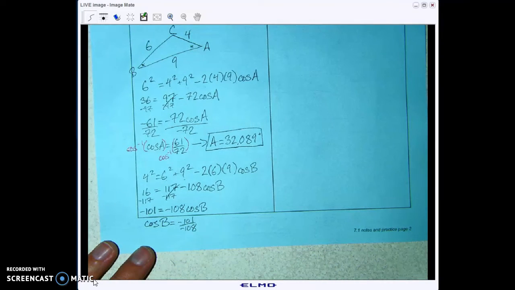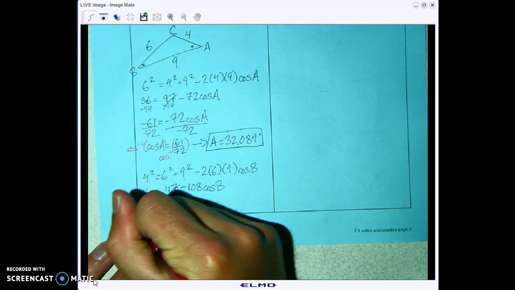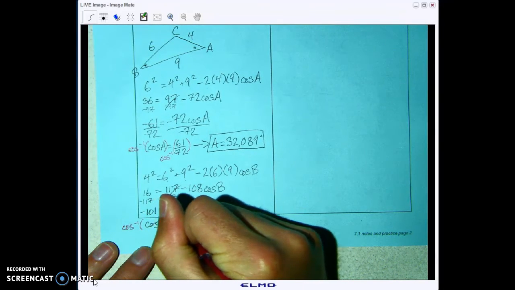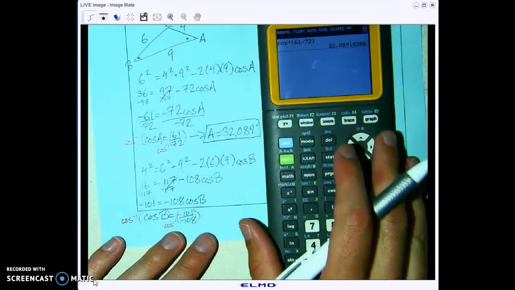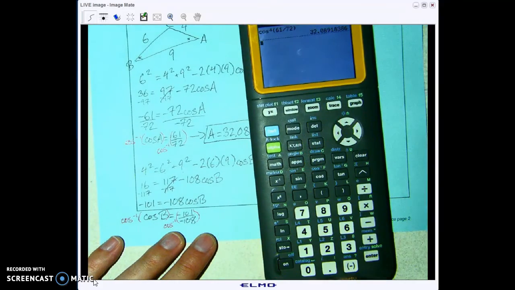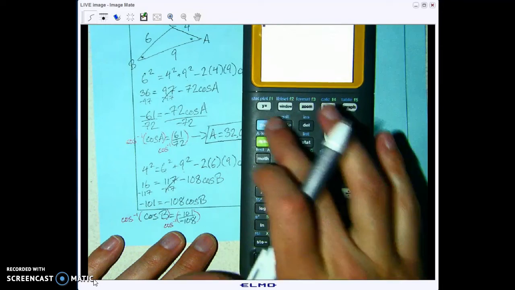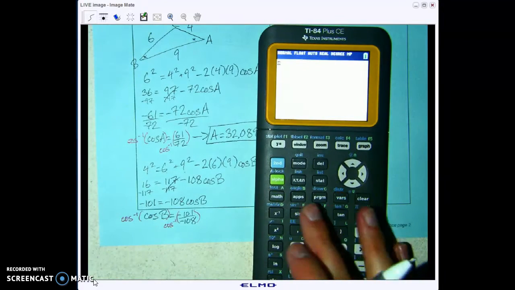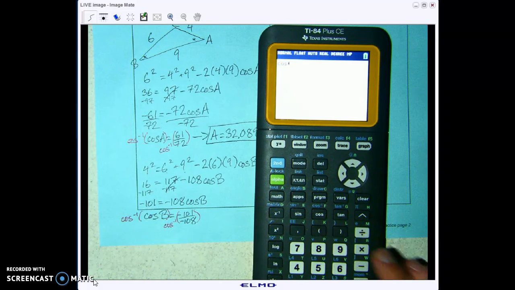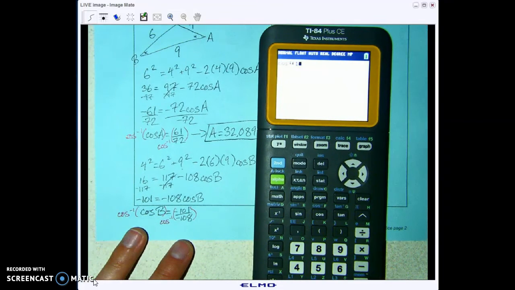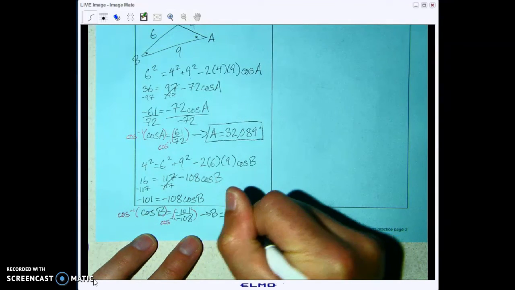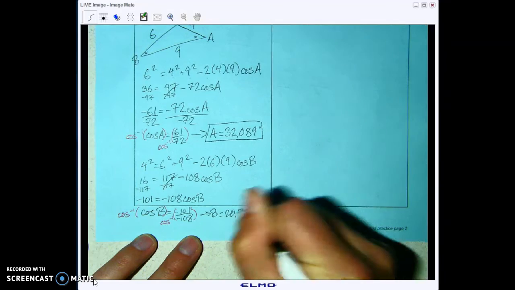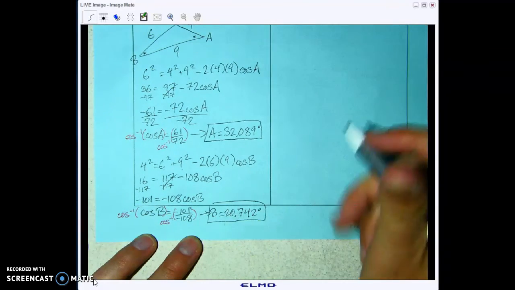which means take the inverse cosine. This is the law of cosines after all. So inverse cosine of both sides of that. And what do we get for the inverse cosine of 101 over 108? Let's see here. Oh, we're off the screen a little bit. Inverse cosine of 101 over 108 equals 20.742 degrees. B equals 20.742 degrees. Okay. Now, we have two angles.